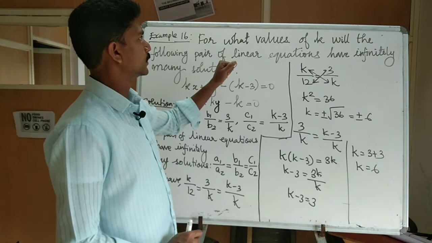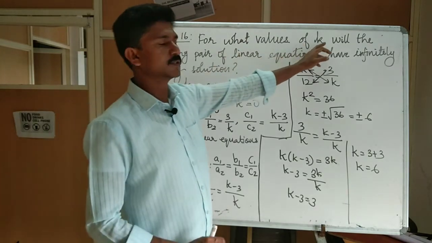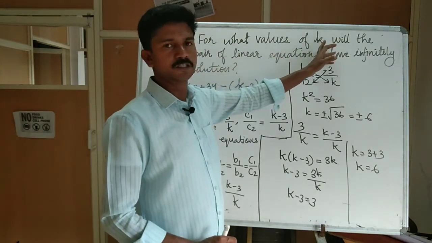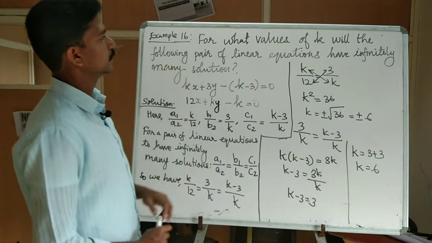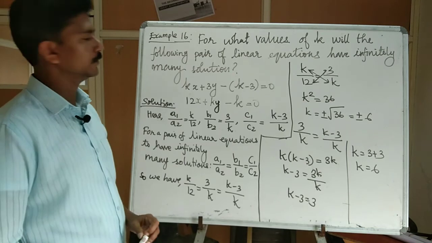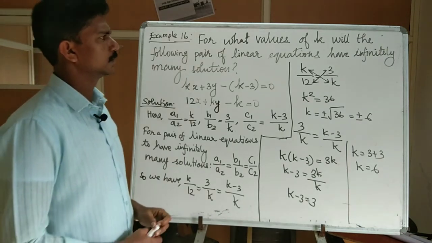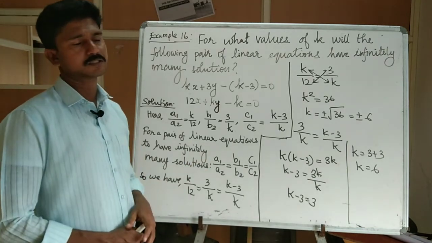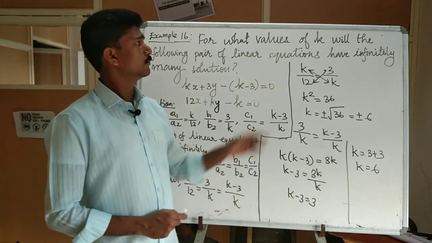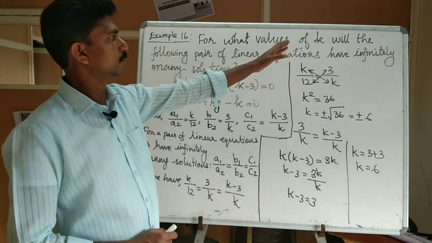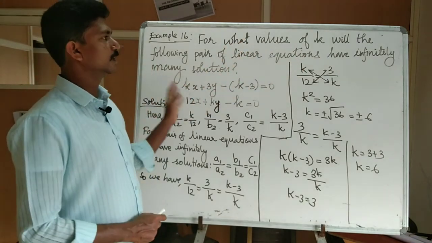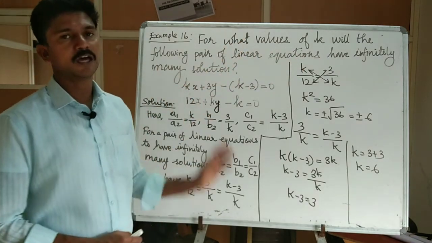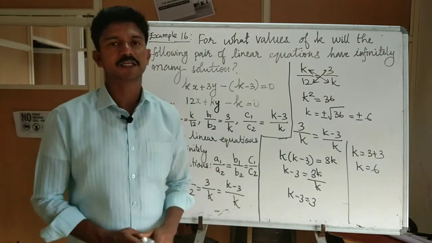So we have to write that k is equal to 6. Okay, k is equal to 6. The following equation will have infinitely many solutions. Or you have to say the given equations. For k is equal to 6, the given pair of linear equation will have infinitely many solutions.